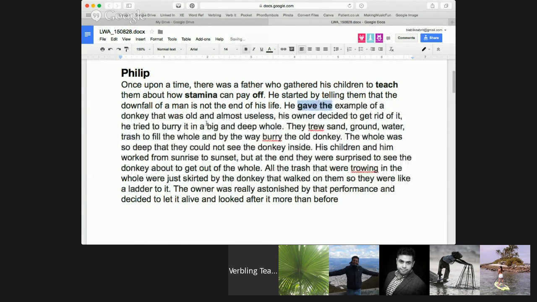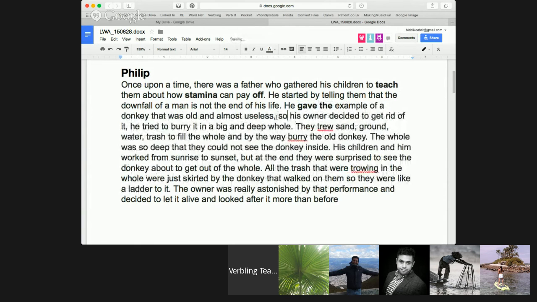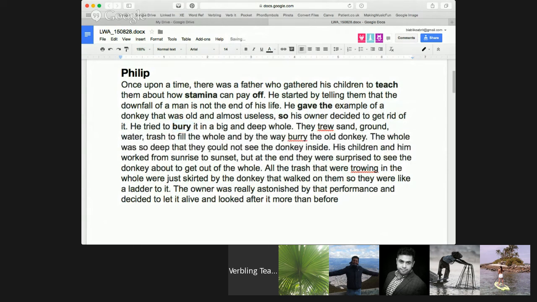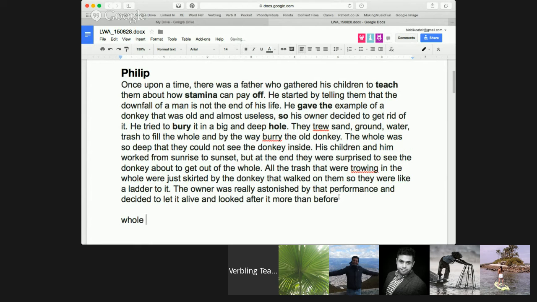He gave the example of a donkey that was old and almost useless, so his owner decided to get rid of it. Full stop. He tried to bury it. Well done, almost there. In a big and deep hole. This kind of hole doesn't have an H, a hole in the ground. The H whole is for not. Yeah. Right, teacher. Okay. Sorry. No problem. English spelling's a bit tough. Through has an H. They threw sand.